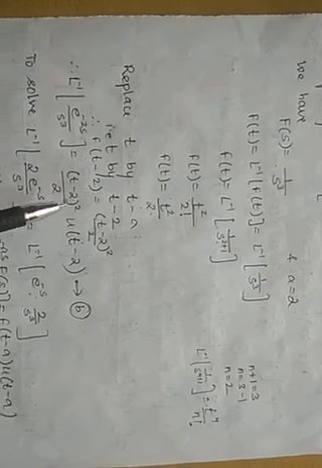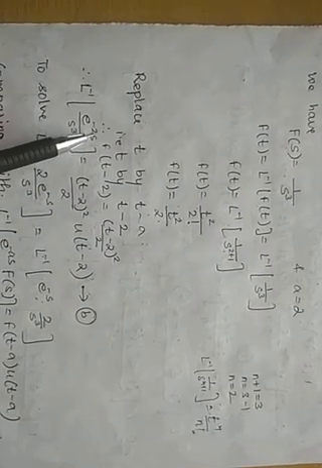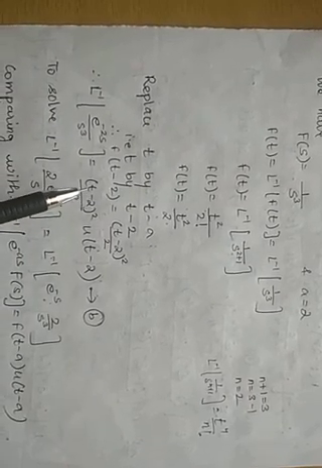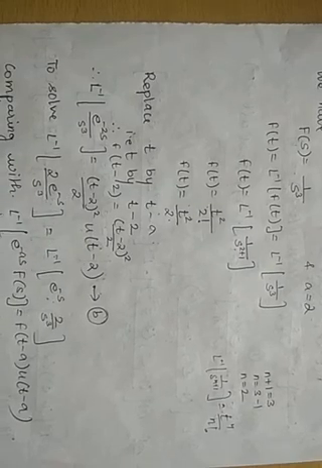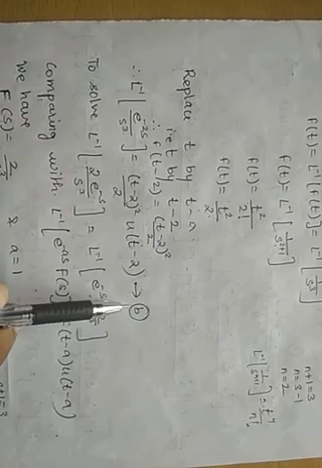This is not the final answer. So finally the answer is L inverse of e raised to minus 2s upon s cube is equal to t minus 2 the whole square upon 2 into u of t minus 2. I will mark this as equation number B.